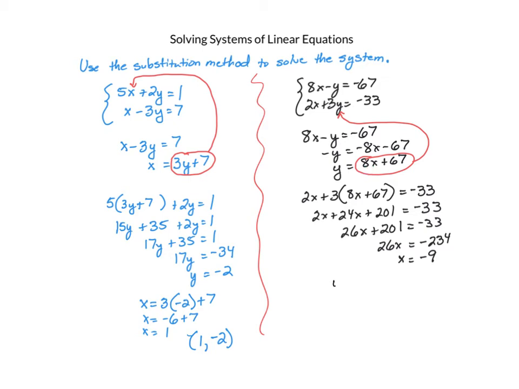So we have y equals 8 times -9 plus 67. So we have y equals -72 plus 67, and that gives us y equals -5. So the solution to this system is (-9, -5), and this problem is complete as well.